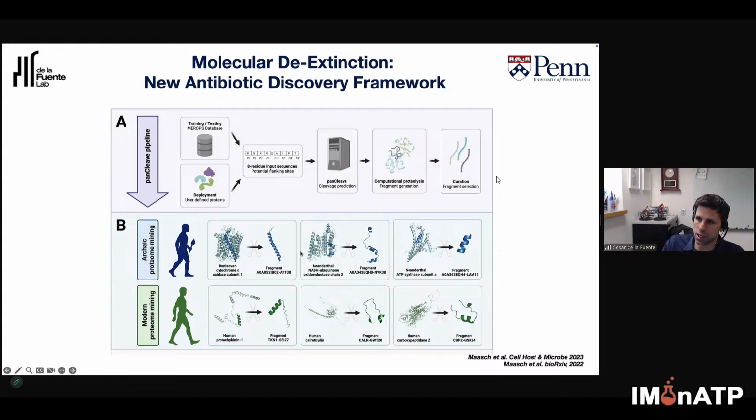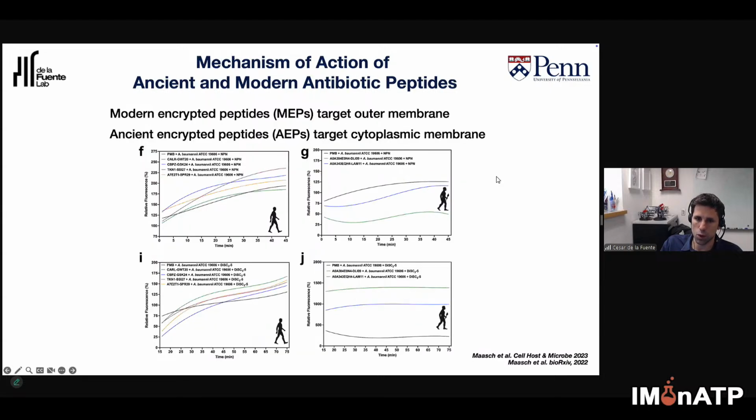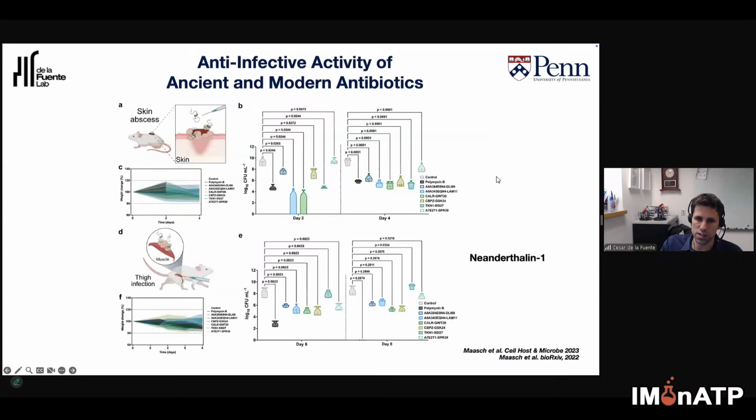So what we did is we synthesized a lot of these compounds, and we tested them in vitro to see if they could kill bacteria. We saw that some of them could, and then really more importantly, some of them were able to reduce infections in preclinical mouse models of infection.